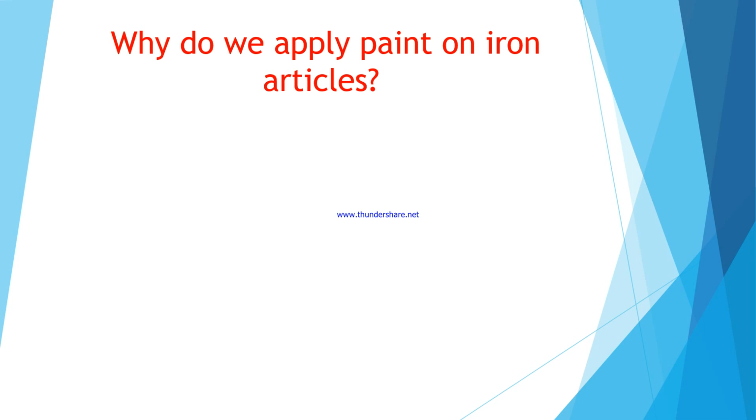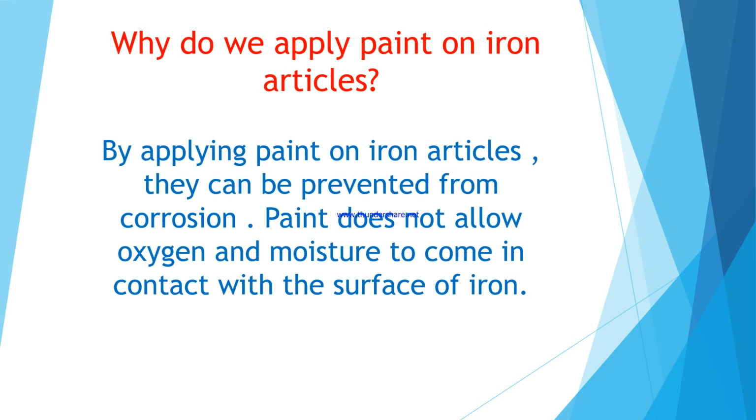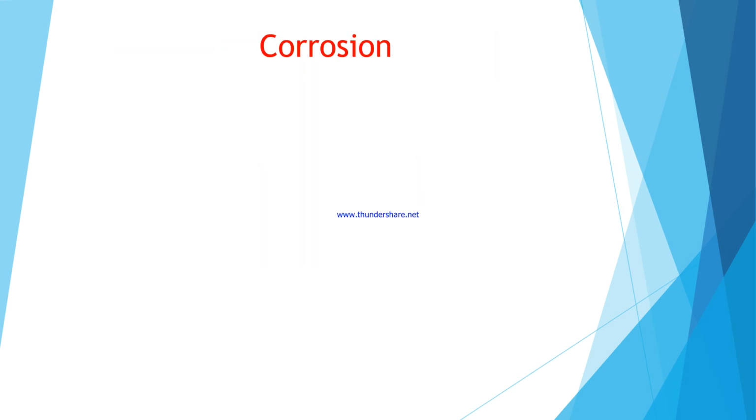And very commonly we see that metallic items are usually painted. Why is it so? By applying paint on iron articles, they can be prevented from corrosion. Hence, painting is a must on metals. The paint does not allow oxygen and moisture to come into contact with the surface of the iron, so it prevents corrosion. So what is corrosion then?